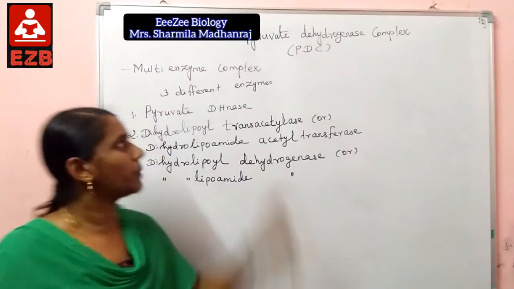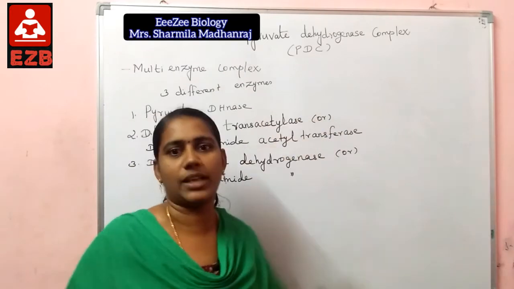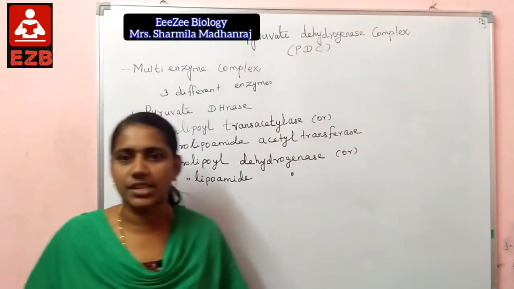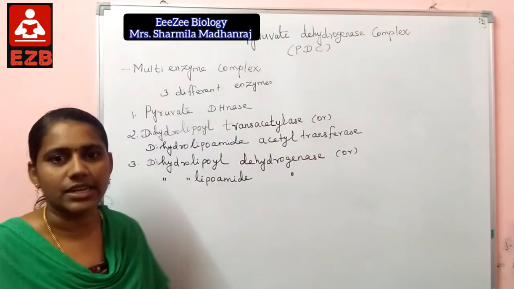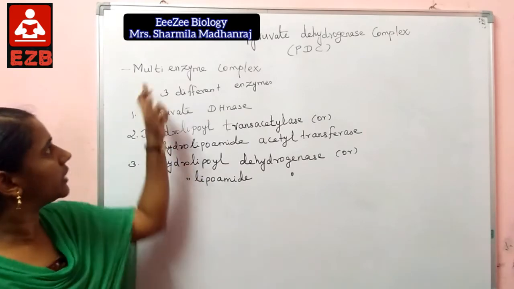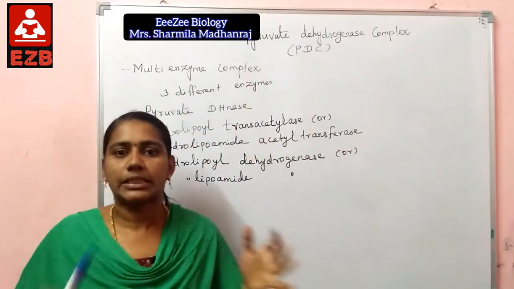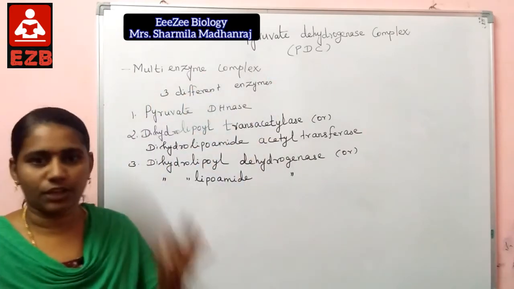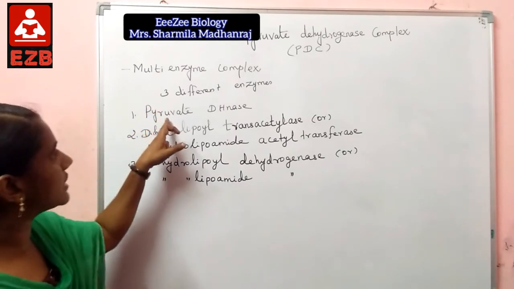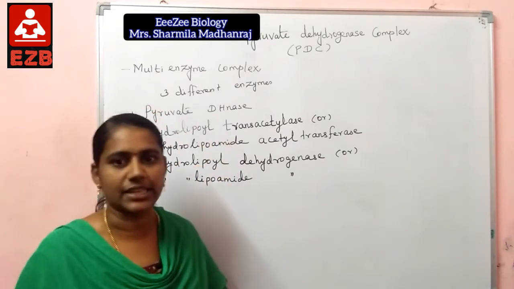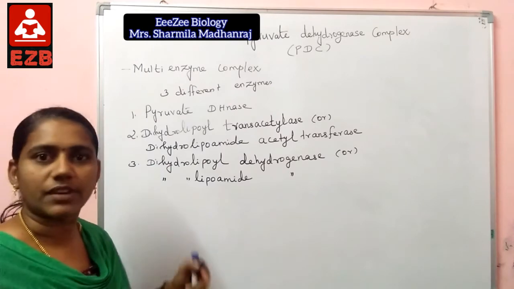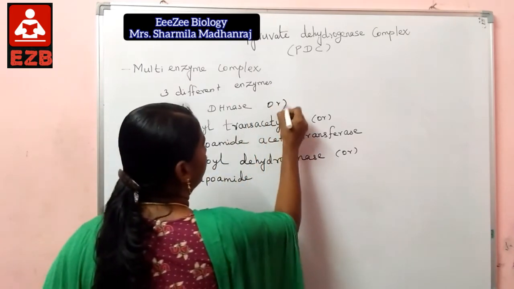Today our topic is the pyruvate dehydrogenase complex. The pyruvate dehydrogenase complex is a mitochondrial multi-enzyme complex. That is a multi-enzyme complex that is composed of three different enzymes. The first one is pyruvate dehydrogenase, otherwise called the E1 enzyme.